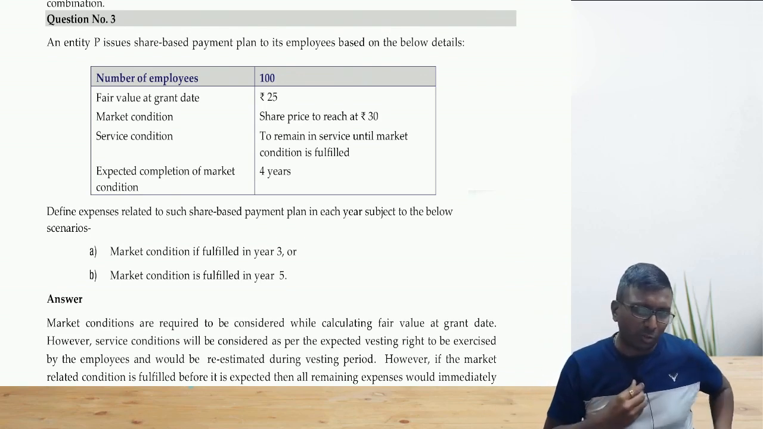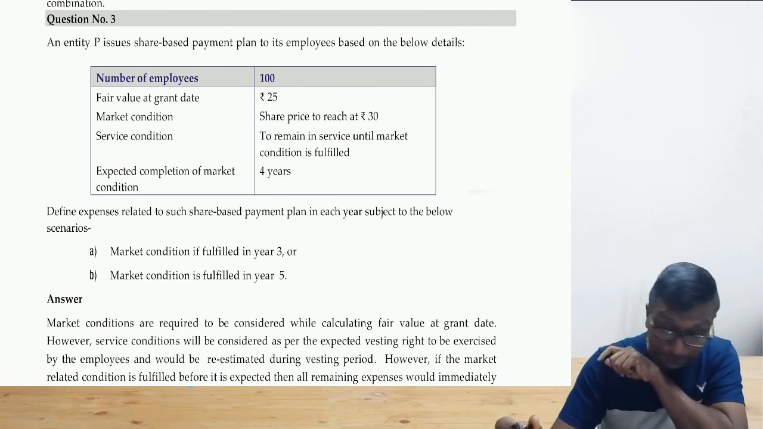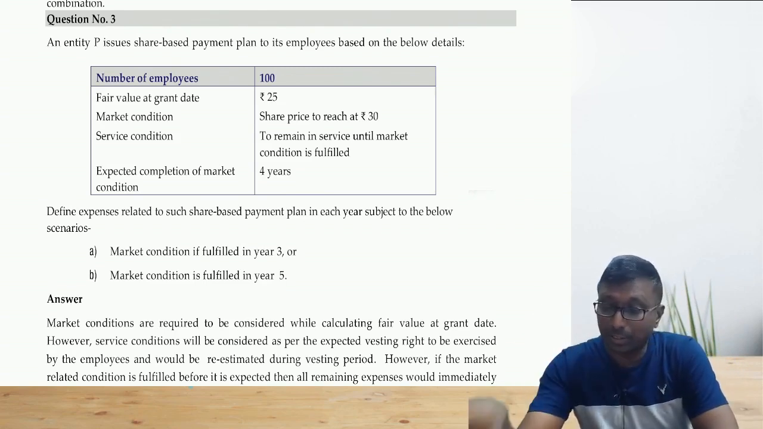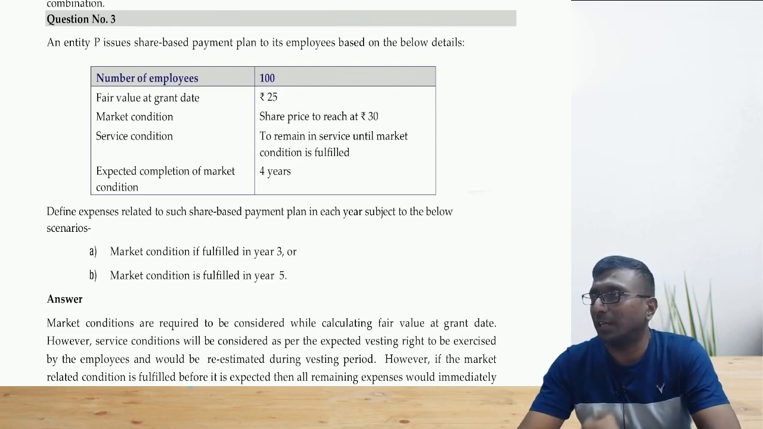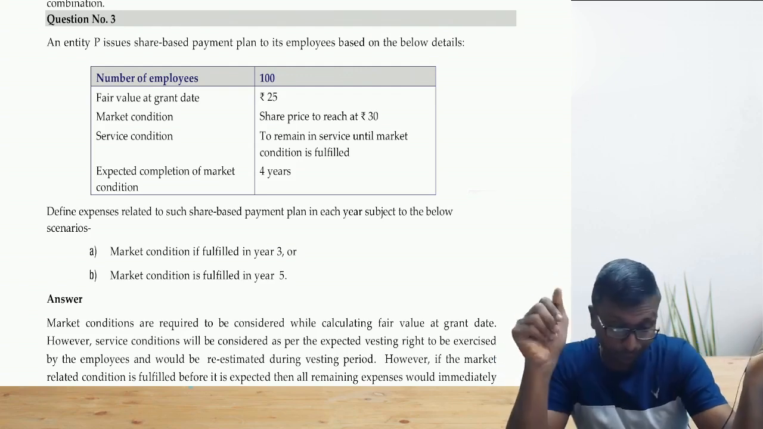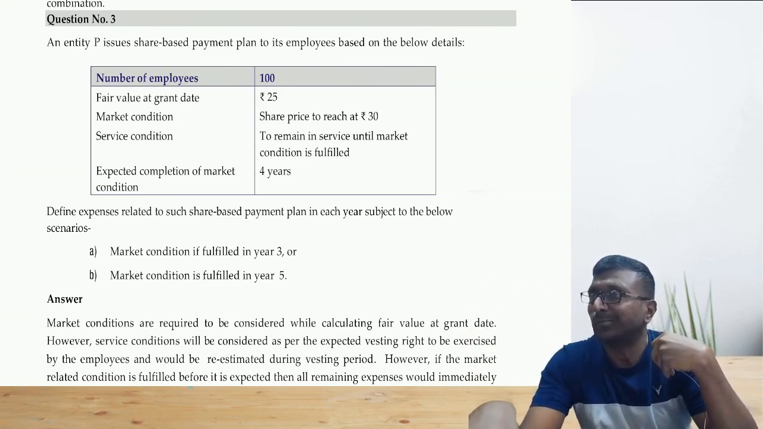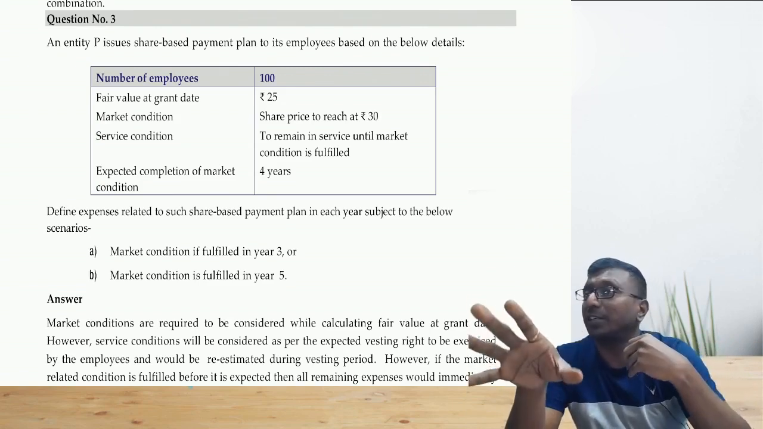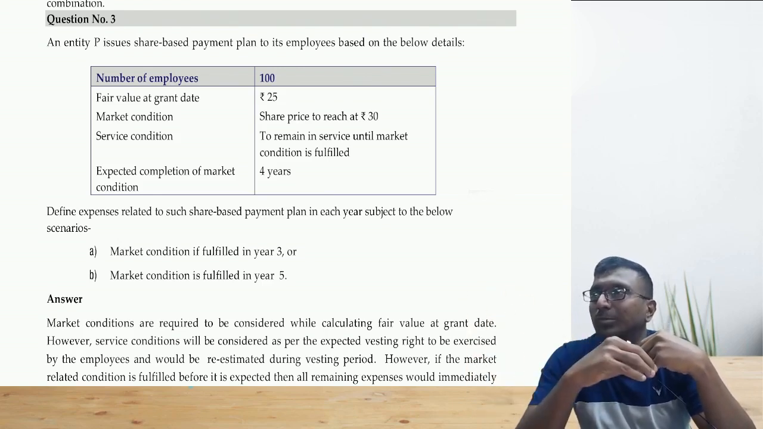So already you have 25 rupees; that number is already considering the 4 years of expected time. Correct? So you are supposed to charge it off in 4 years maximum. But in the information below, the market condition is fulfilled in the third year. Then you don't have a choice. You have to close it in the third year. Means what will you do?